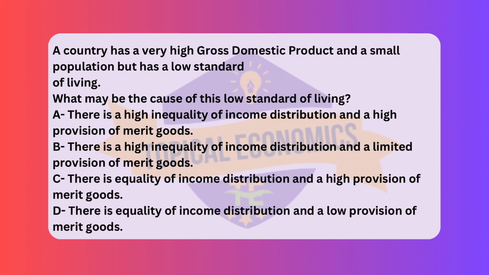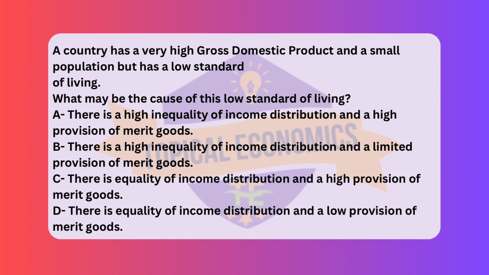A country has a very high gross domestic product and a small population but has a low standard of living. What may be the cause of this low standard of living? A. There is a high inequality of income distribution and a high provision of merit goods. B. There is a high inequality of income distribution and a limited provision of merit goods. C. There is equality of income distribution and a high provision of merit goods. D. There is equality of income distribution and a low provision of merit goods. This question is from year 2016 May-June version 2.